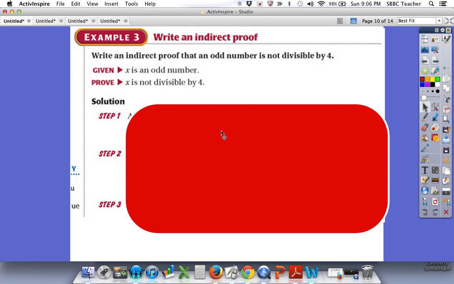Here we are given that x is an odd number. We need to prove that x is not divisible by 4. The way you do a proof by contradiction, or an indirect proof, is you first assume the opposite of what you're trying to prove. Here the proof statement is x is not divisible by 4. So what you would do is assume that x is divisible by 4. And then once you assume that, you try to find a contradiction.